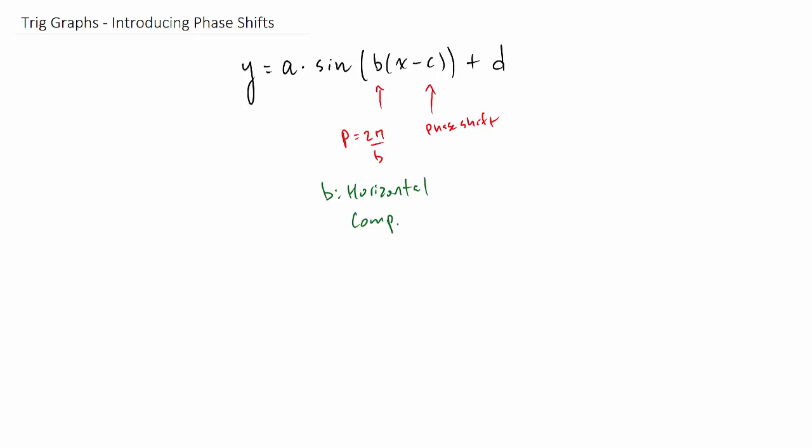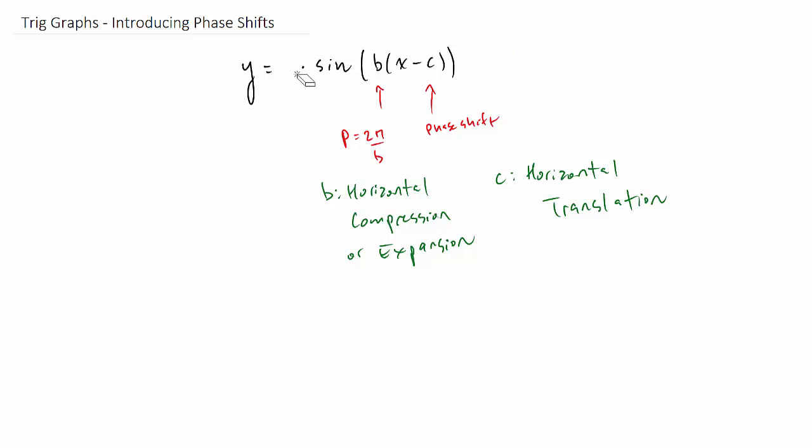Alright, today we're going to look at what phase shifts are. So in our regular transform sine function generator, we've got A, B, C, and D. We're just going to focus on B and C today. B is a horizontal compression or expansion. It's what determines our period by 2 pi over B. And C is actually a horizontal translation, and in a trig graph we call that a phase shift. It's basically moving it left or right.